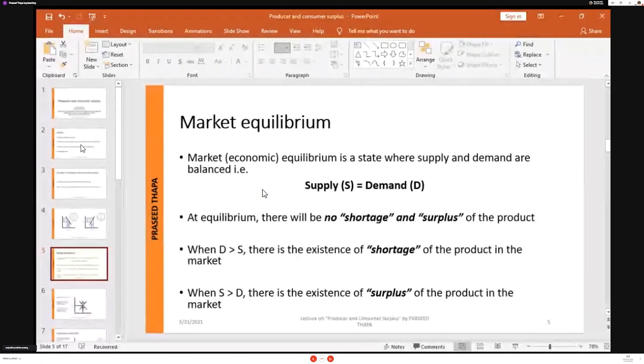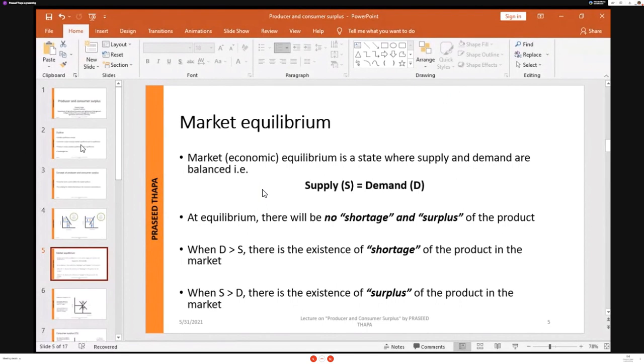That is true, because when the demand for a commodity, let's say the demand for strawberries in the market, is 1,000 kilos, and if the supply from the producer is also exactly 1,000 kilos, then there will be no problem of shortage, and there will be no problem of surplus. This is the market rule.